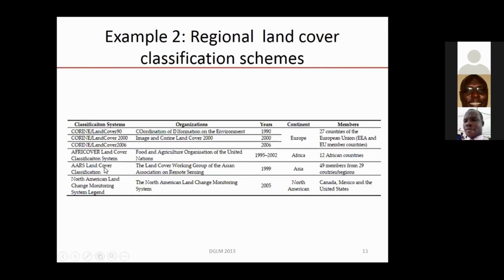We also have, for example, in Asia, their own land cover classification scheme that covers all Asian countries, and these are basically 9 countries. And then also in North America, they have some kind of land cover classification scheme that they use. That's basically at a regional level, where these initiatives to standardize land cover classes have been created.